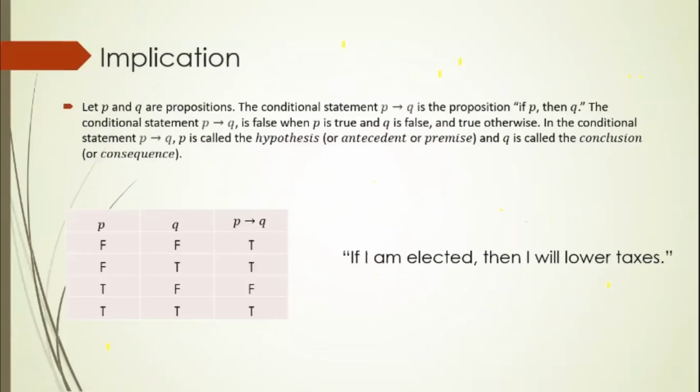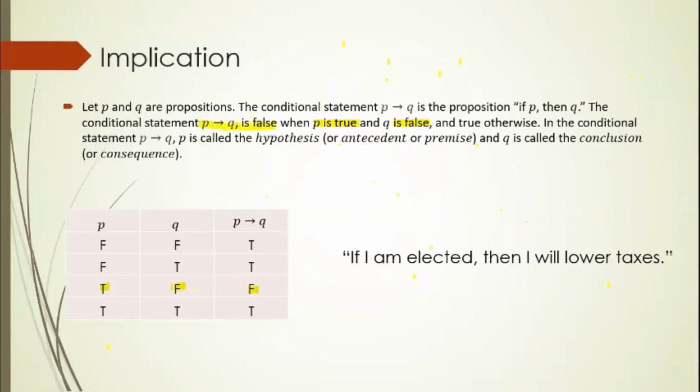So this is the truth table. It is said there that we will have false, okay, when P is true and Q is false. Where is it in the truth table? It says here that when P is true, Q is false, then the implication if P then Q is false.